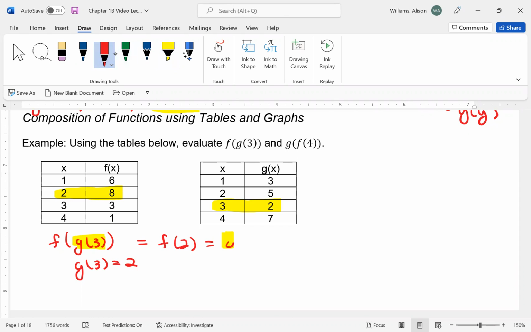Oops. Still selected my highlighter. 8. So that would be the answer for f of g of 3.